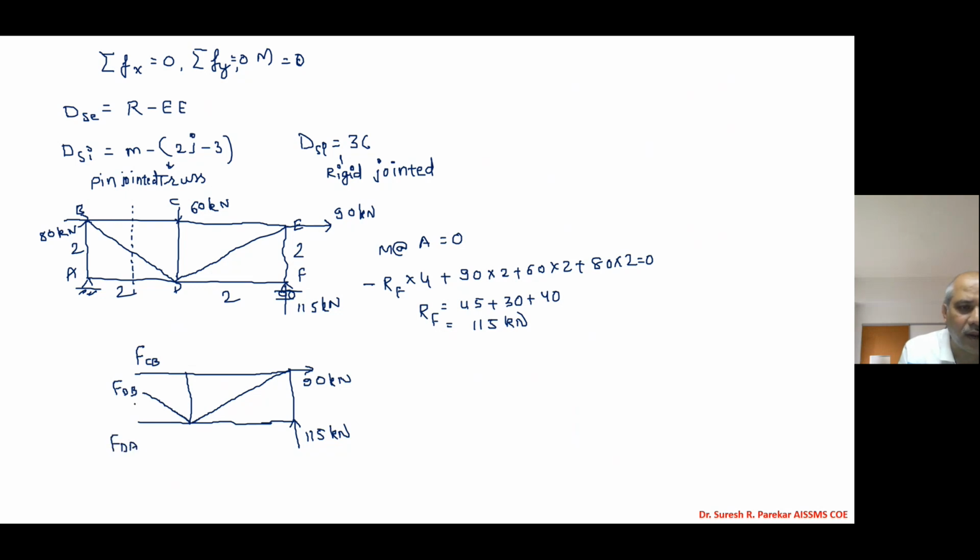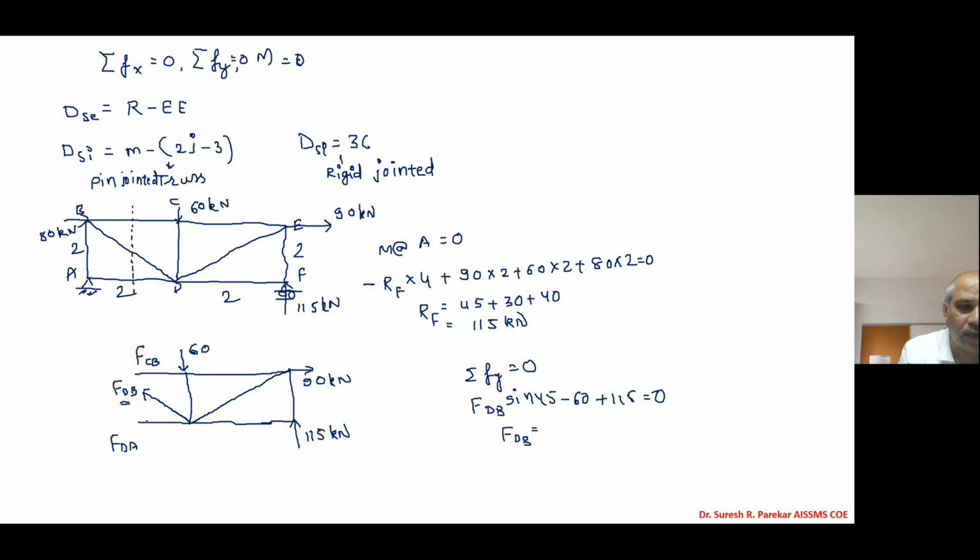Now suppose I have to find FDB. I can directly say, let me consider tensile in this and apply summation Fy equal to 0. This angle is 45, so FDB sine 45 minus 60 plus 115 is equal to 0. I will get the value of FDB. I need not go for all of them.